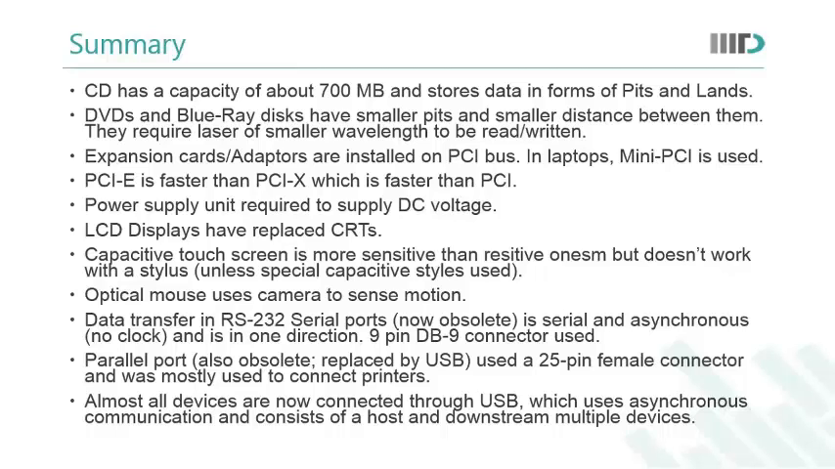Data transfer in RS-232 serial ports, which are now obsolete, is serial and asynchronous, that is, no clock, and is in one direction only. A 9-pin DB9 connector is used. Parallel port, which is also now obsolete and has been replaced by USB, used a 25-pin female connector and was mostly used to connect printers.